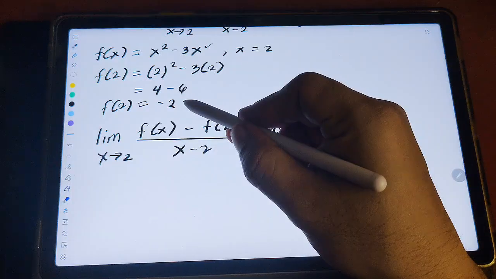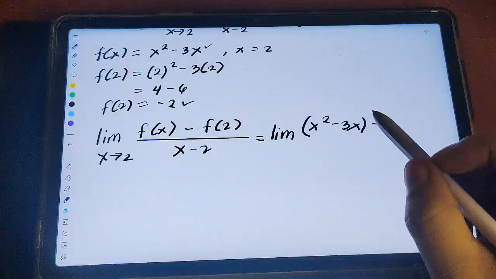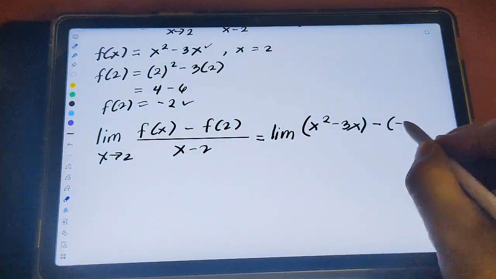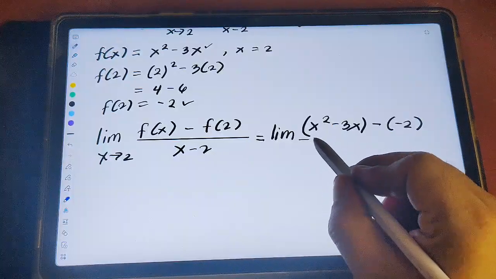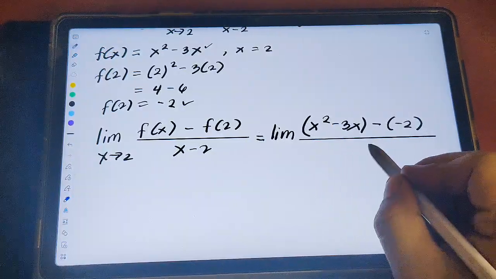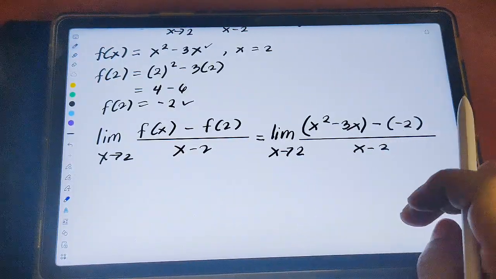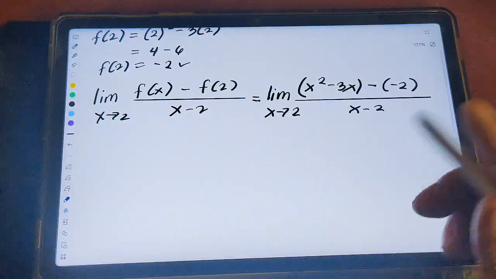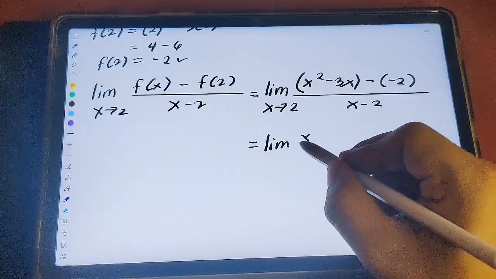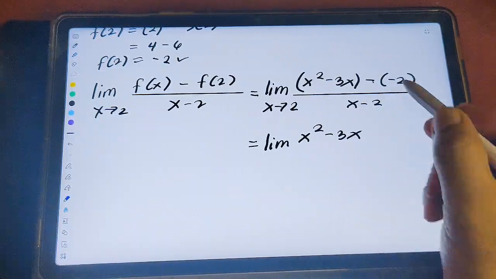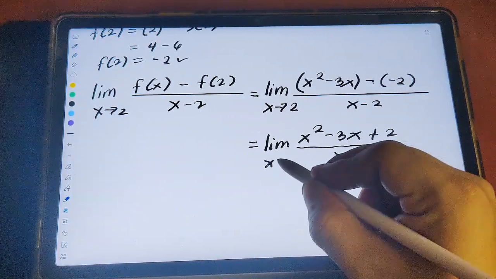Earlier, we have already computed for f of 2, right? And that is negative 2. So we have negative 2 here as the value of f of 2 upon substitution to the given function. And all over x minus 2. Of course, as x approaches 2. Now, let us simplify. We have the limit of x squared minus 3x, negative times negative, positive, so plus 2, all over x minus 2 as x approaches 2.